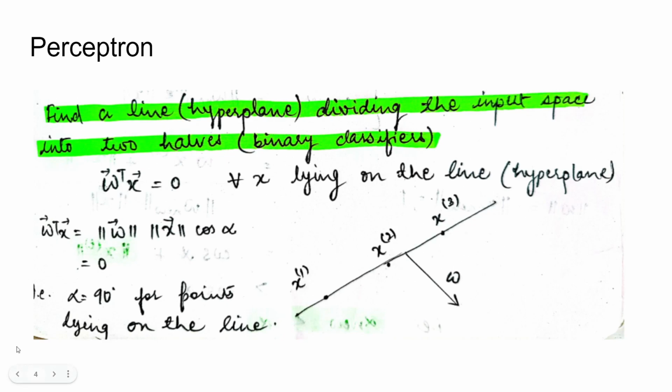Right? Now, this w transpose x can be written by expanding the dot product formula. So it will be norm of w into norm of x into cos alpha, where alpha is the angle between w and x. And this dot product will be 0 only if this cos alpha is 0, which happens when alpha is 90 degrees, provided that neither w nor x is 0. Okay, so this is how the perceptron algorithm works.